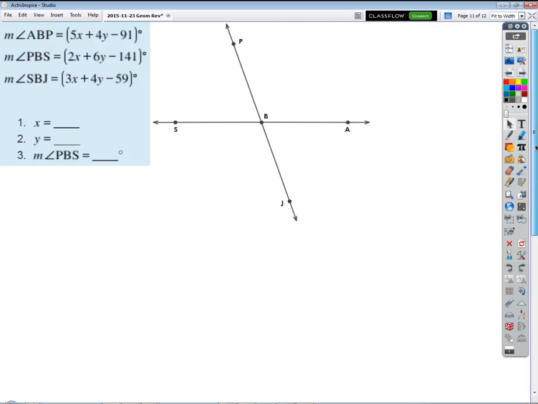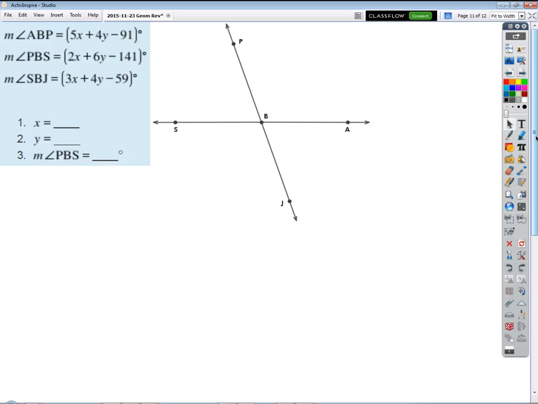Moving on. So this is where we didn't get to this one, right? This is another one. I think this is a little bit easier personally, but you can be the judge. So they want us to find the values of x and y and then find the measure of angle PBS. So this one over here, right?